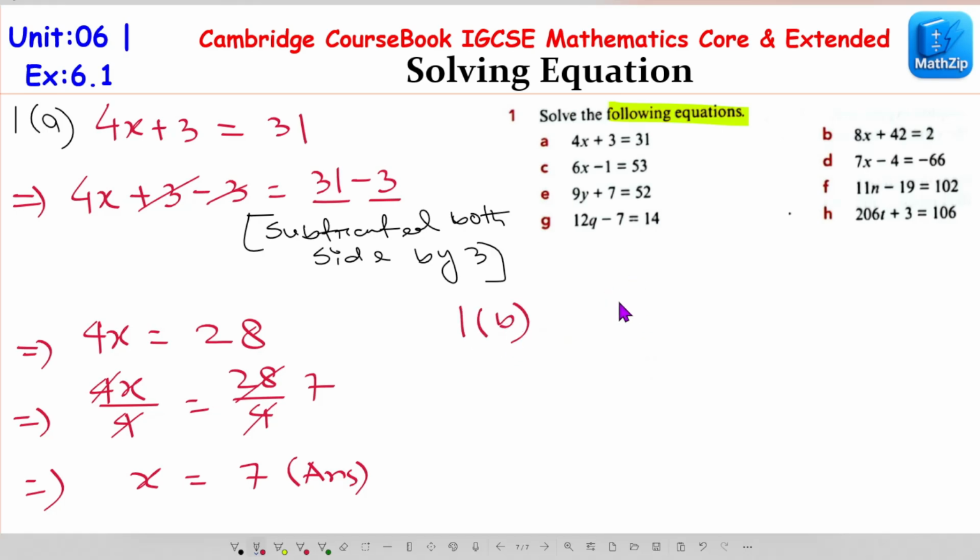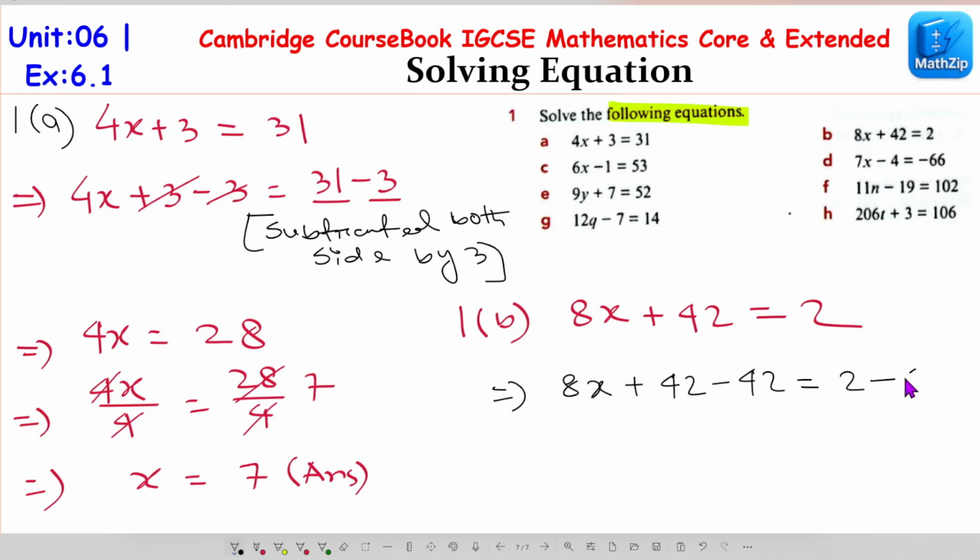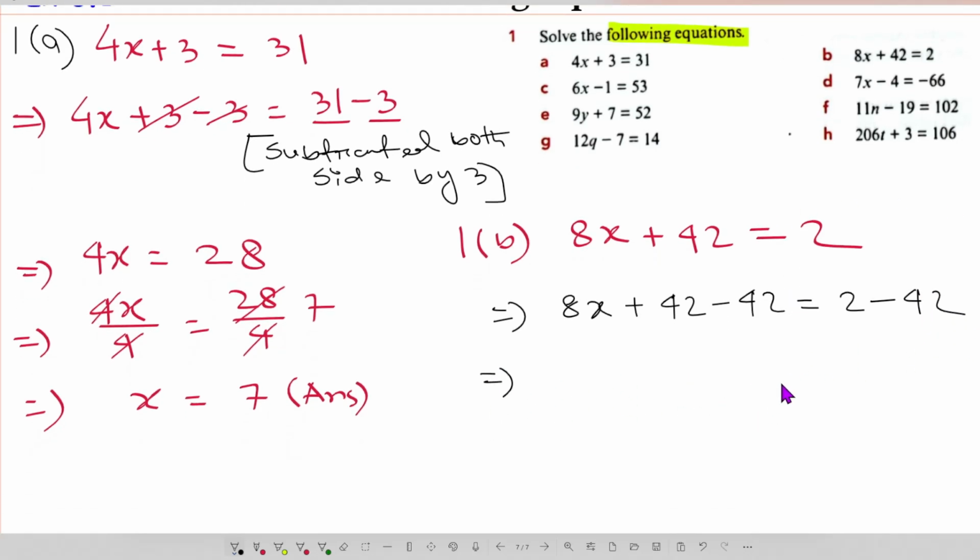1b, 8x plus 42 equals 2. So this one, 8x plus 42 minus 42 equals 2 minus 42. You can write a side note like subtracted by 42. So plus 42 minus 42 cancel out, so here is 8x equals 2 minus 42, which means minus 40. Now we can divide both sides by 8, so x equals minus 5.